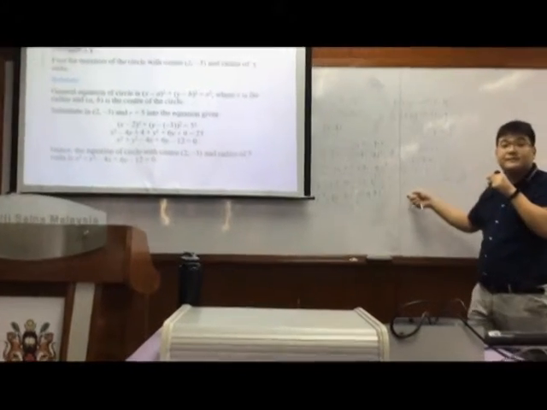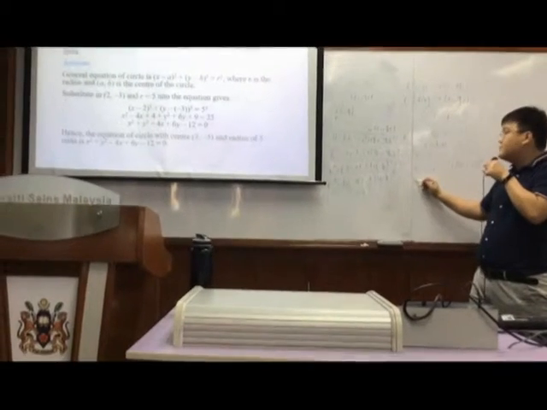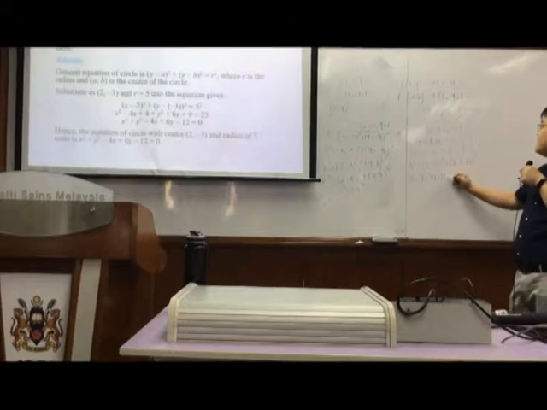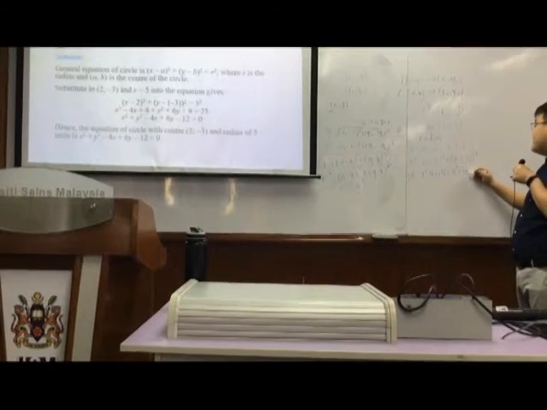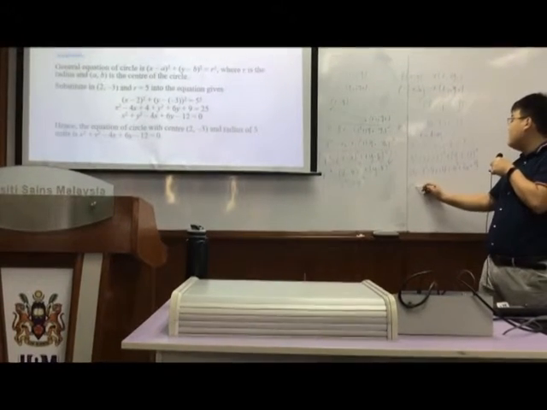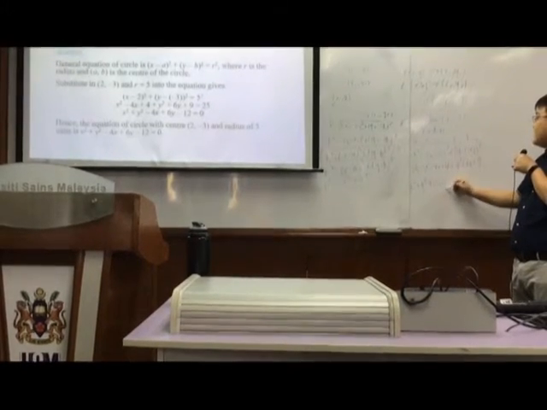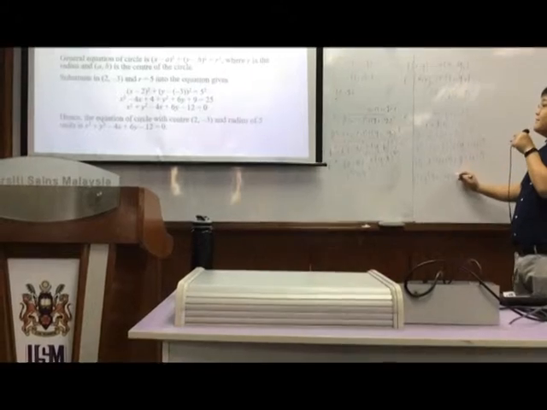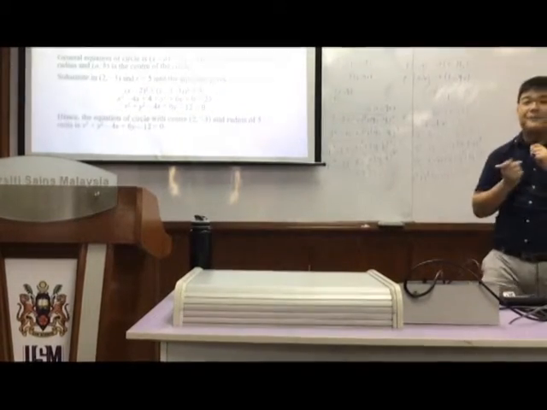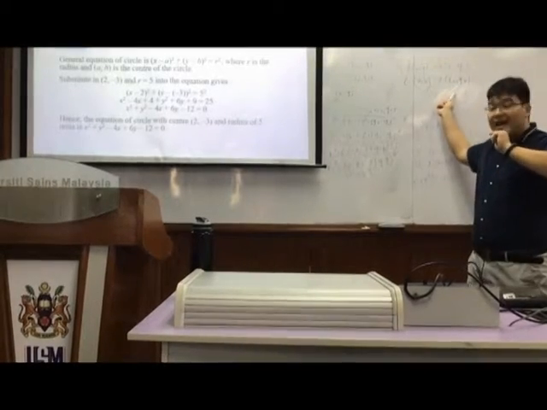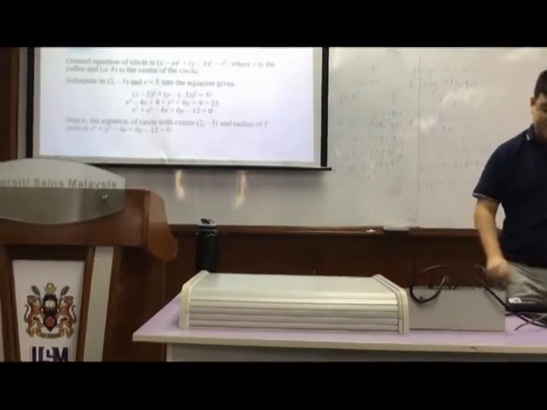We expand all these terms out. 5 squared equals 25, and we have x squared minus 4x plus 4 plus y squared plus 6y plus 9. So you will obtain x squared plus y squared minus 4x plus 6y minus 12 equals 0. And this is the general equation for the circle having radius 5 and center (2, -3).